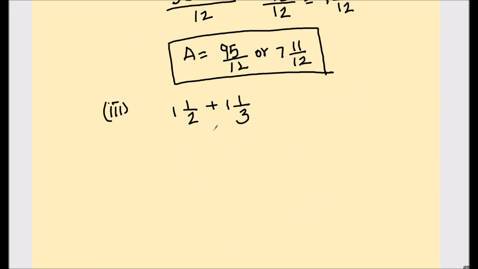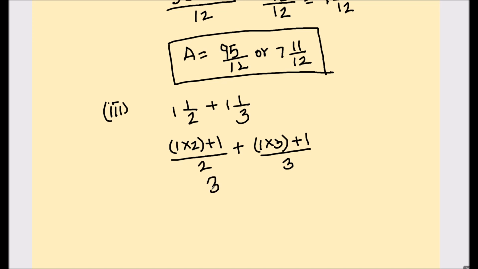First step is to convert these fractions into improper fractions. This is going to be 1 times 2 plus 1 divided by 2, plus the next fraction is 1 times 3 plus 1 divided by 3. So this is 1 times 2 is 2, 2 plus 1 is 3, so 3 by 2. And the second fraction is 1 times 3 is 3, plus 1 is 4. This is 4 by 3.